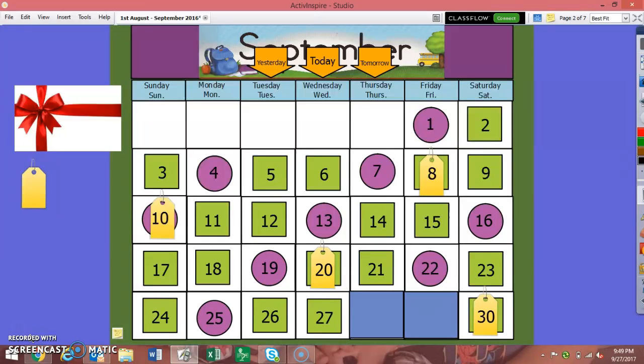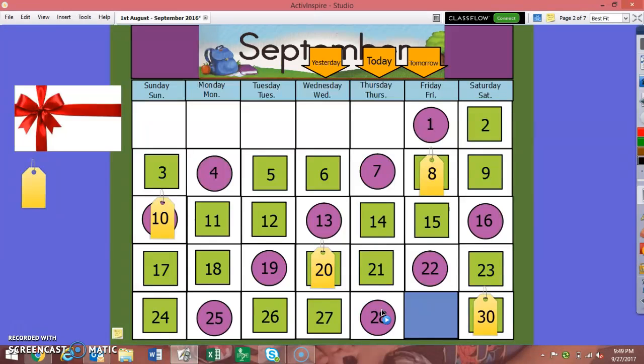This is the calendar. And we normally start with the yesterday, today, tomorrow. So yesterday was Wednesday, today is Thursday, tomorrow will be Friday. And then we go down here and they have to predict what the date is based on the clues on the calendar. So since yesterday was the 27th, we know today is the 28th. And they have to tell me the shape and the color. So based on our pattern, it's a purple circle. So I will turn it over and confirm it for them.